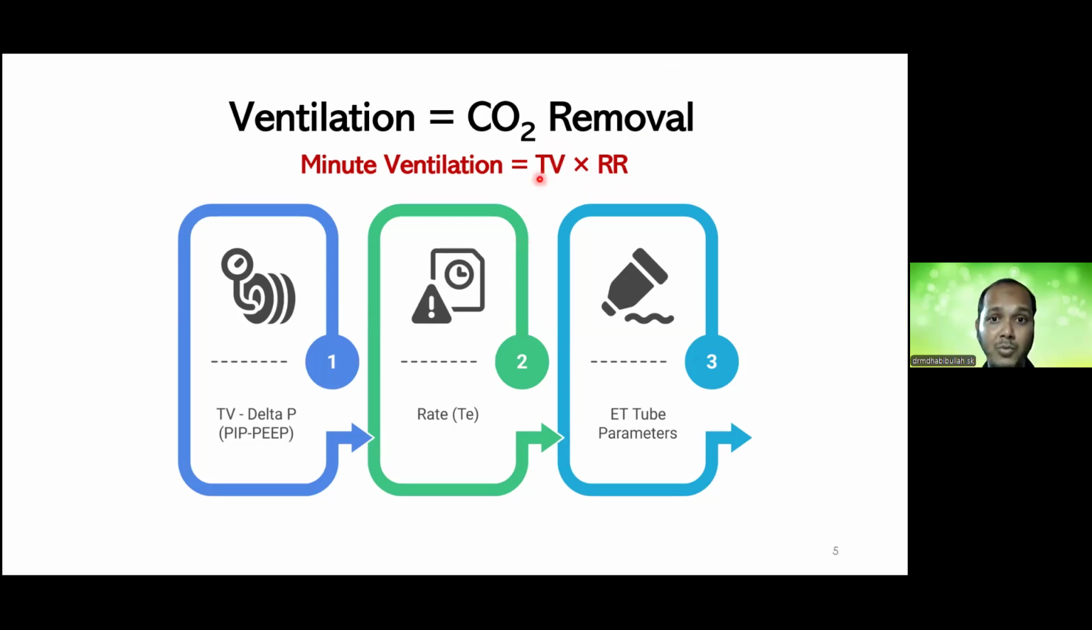So how can we control the tidal volume? Tidal volume basically depends on delta P, that is the difference between PIP and PEEP. So by increasing the PIP, we can increase the difference, thereby increasing the tidal volume. Second, you can increase the rate to increase the minute ventilation.